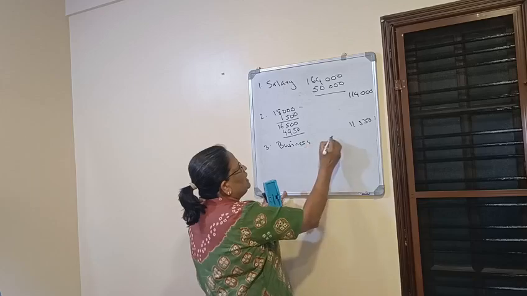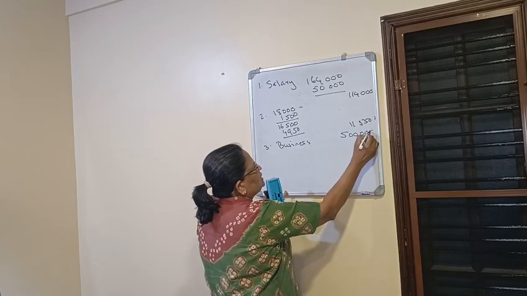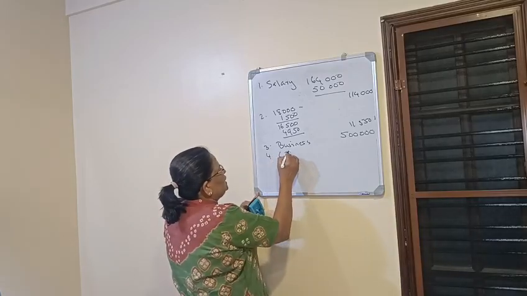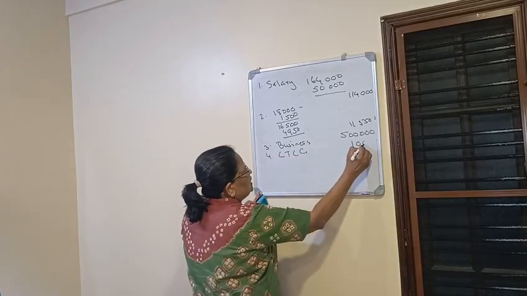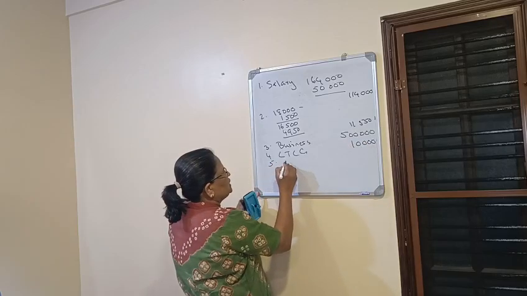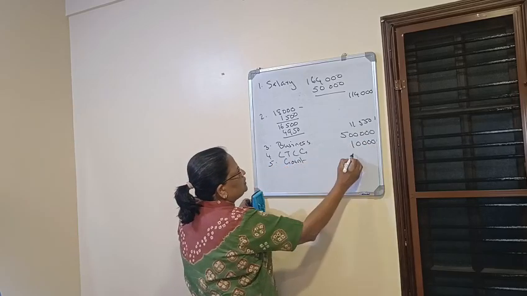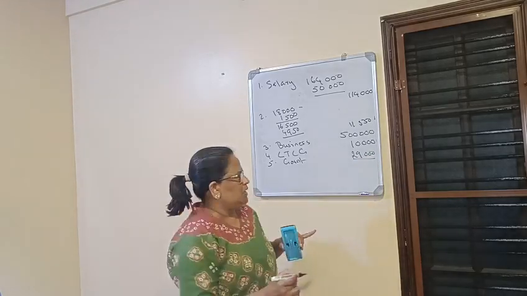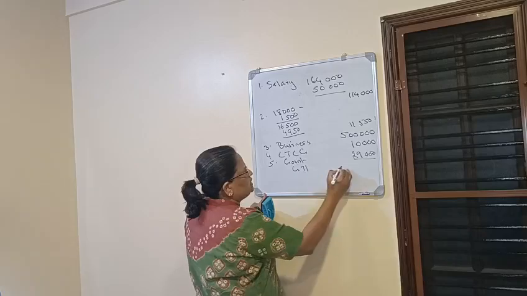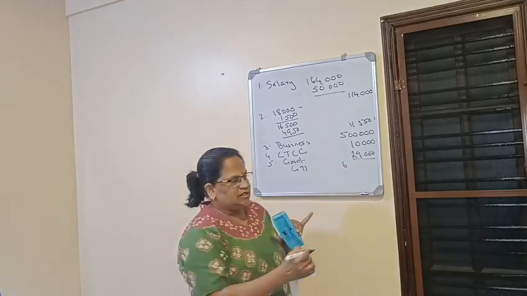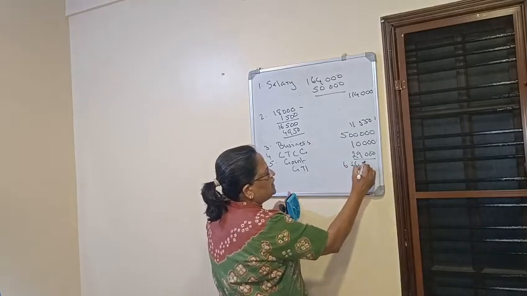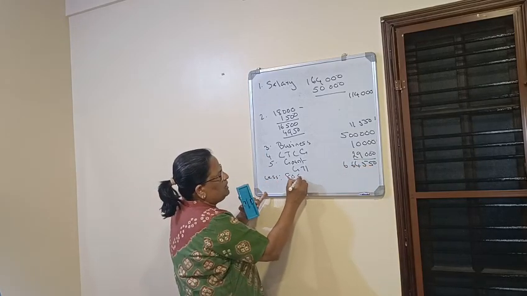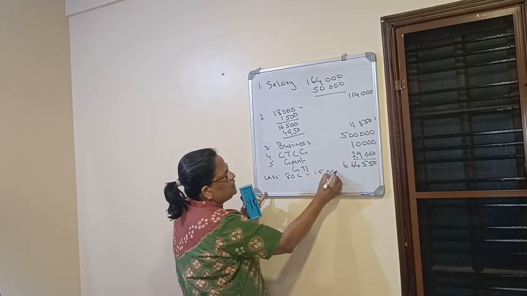Now the third one is business or profession, 5 lakhs. Long-term capital gain 10,000. Income from other sources, government securities, 29,000. So the total gross total income is 6 lakhs 64,550. Now less deduction under section 80C. Public Provident Fund, he has contributed 15,000. That deduction is there.